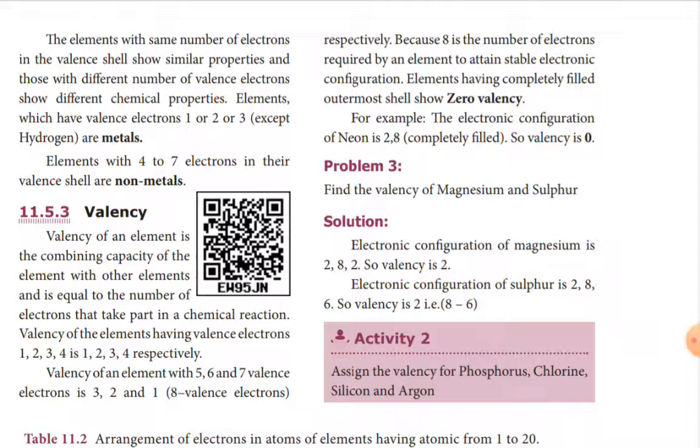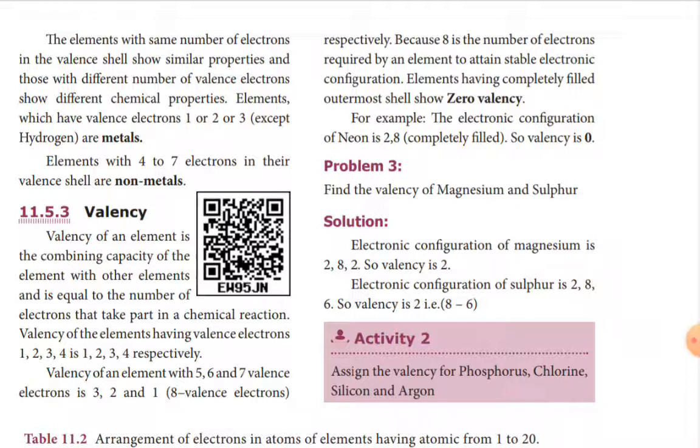Suppose the atom has 5, 6, 7 electrons in the outermost shell. Valence electrons are 5, 6, 7, which means they are ready to gain electrons during the chemical reaction. So they are electronegative in nature. Electronegative means the tendency of gaining electrons. Electropositivity means the tendency of losing electrons. So normally metals donate electrons, non-metals gain electrons.